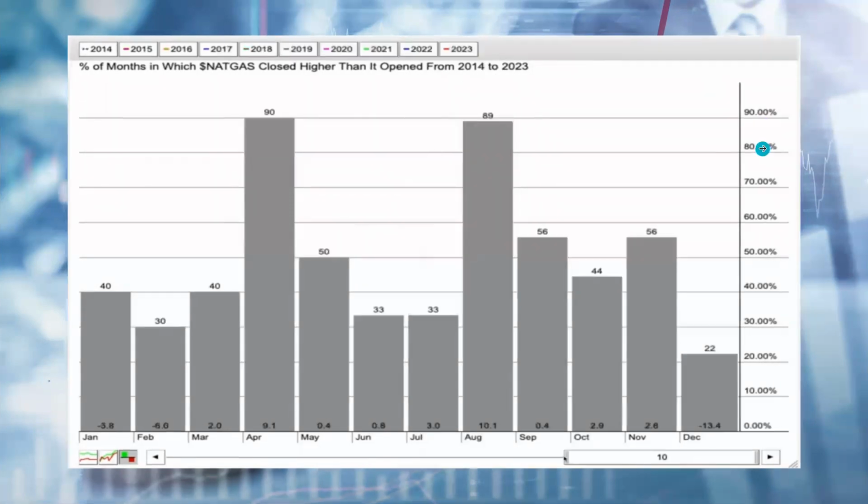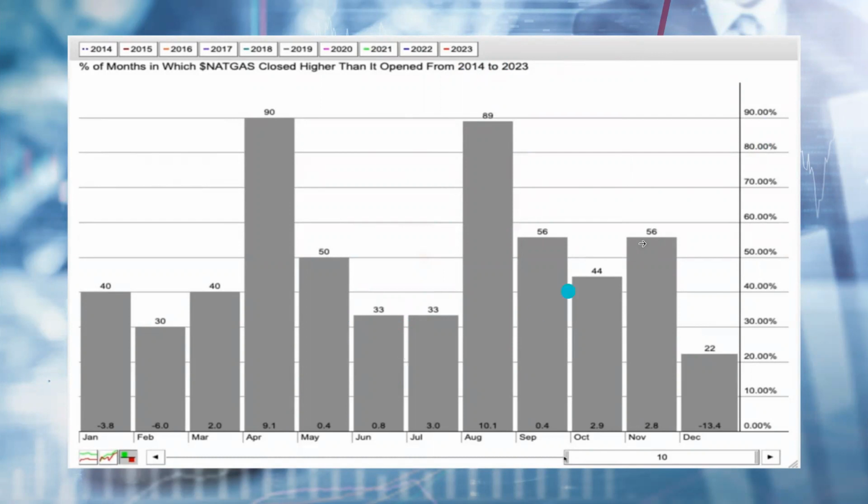Now, when you go back in time a little bit more and you look at from 2014 to 2023, June and July are positive 33% of the time. So again, not outstanding numbers, right? I'm really not looking for big returns on going long in natural gas during this month of June. It just historically does not seem like it's bound to happen.